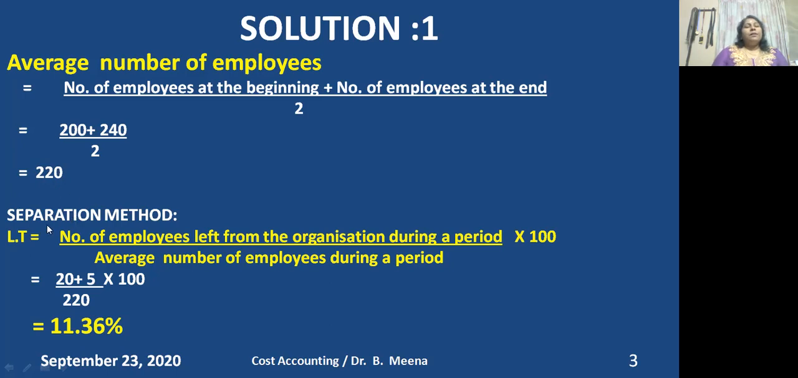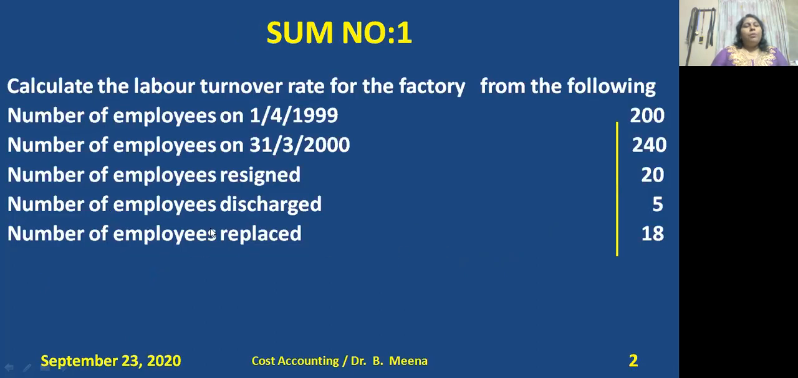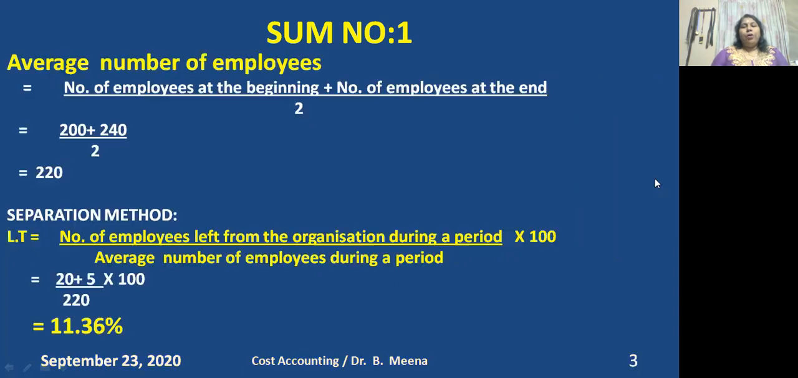If we check the first method, separation method, the formula is we need to consider only the number of employees who left the organization, divided by average number of employees, the whole multiplied by 100. So let's look at the problem: how many of them left the organization? Those who left are given in the form of resigned as well as discharged. How many of them resigned? 20. How many of them discharged? 5. So totally, as per the problem, 25 have left the organization.